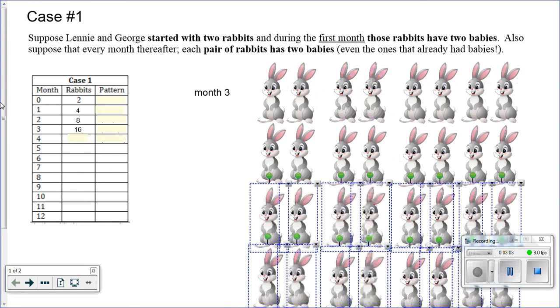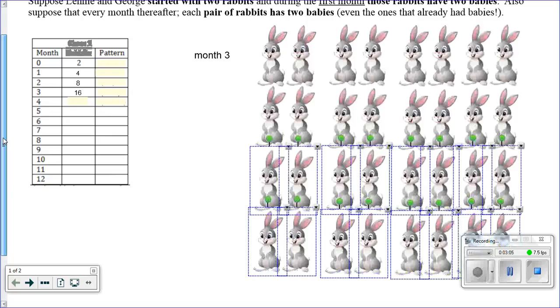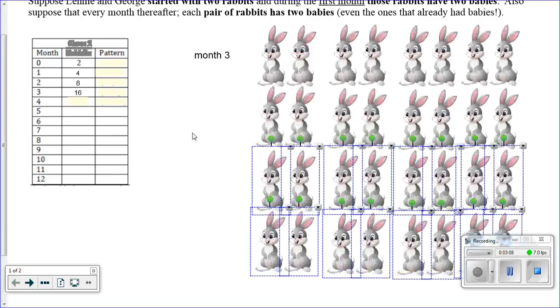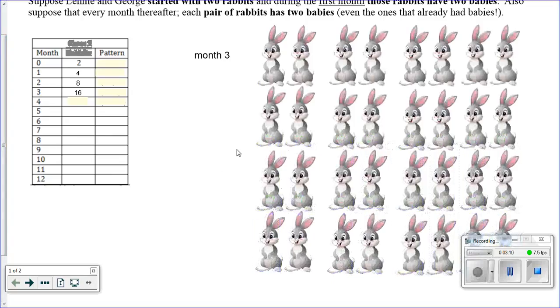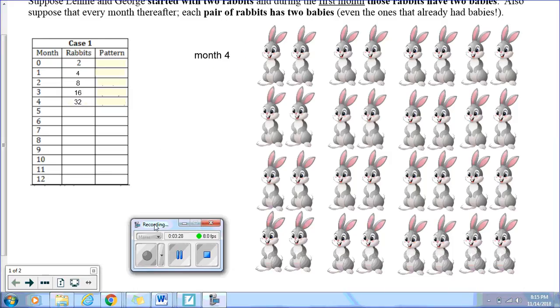So now we've got a lot of rabbits on the screen. Take a guess at what you think. How many rabbits do you think are on the screen? We just took 16, and they all had 2 babies. Oh, not month 2, I apologize. That should say month 4. So if you guessed 32, you would be correct. We have 32 rabbits on the screen.